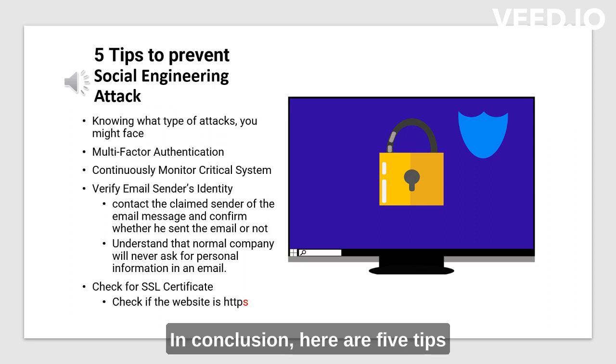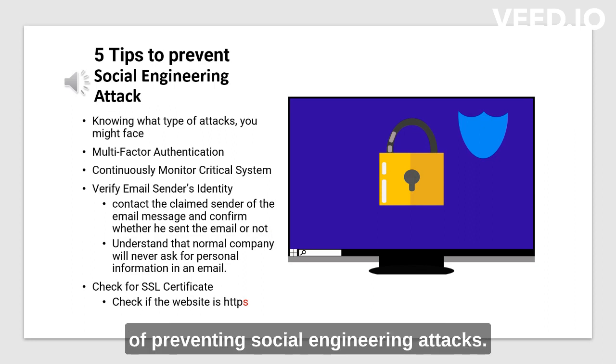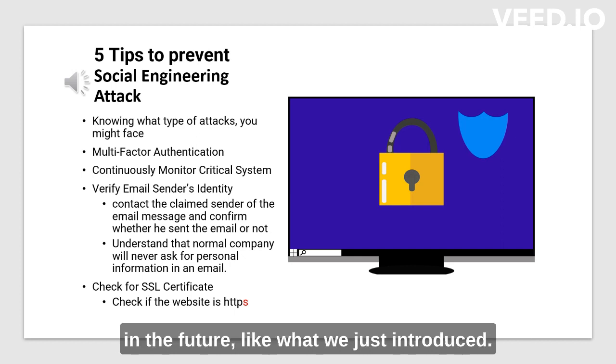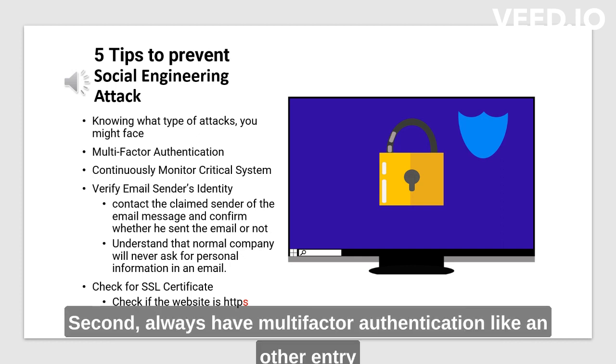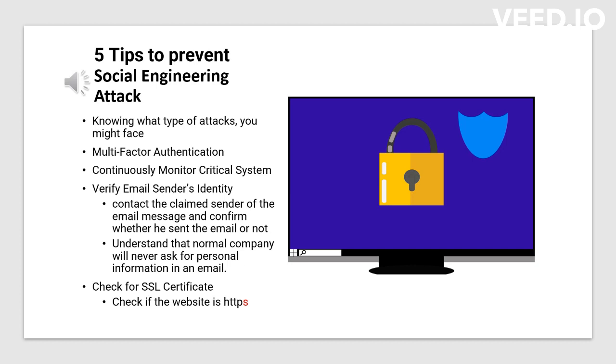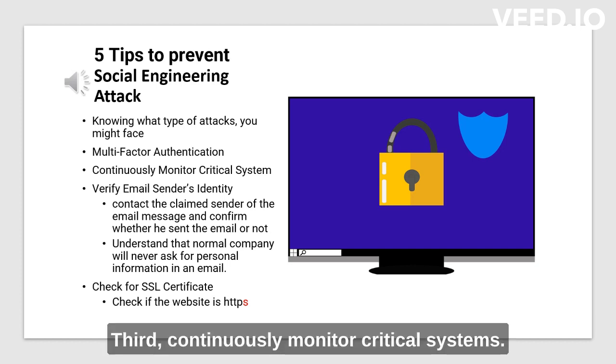In conclusion, here are five tips for preventing social engineering attacks. First, know what types of attack you might face in the future, like what we just introduced. Second, always use multi-factor authentication, like an entry code that is sent to your email. Third, continuously monitor critical systems.